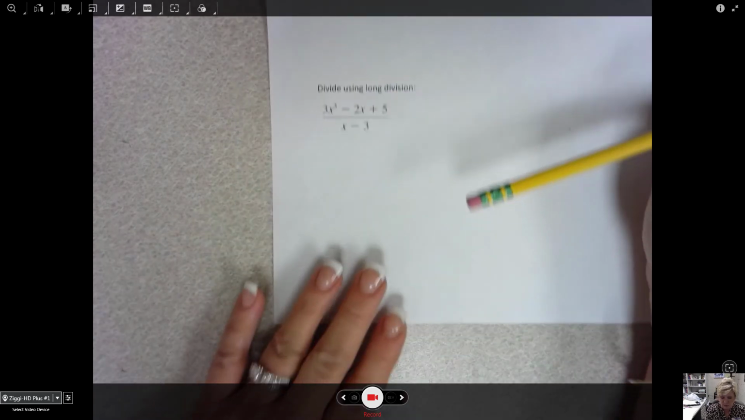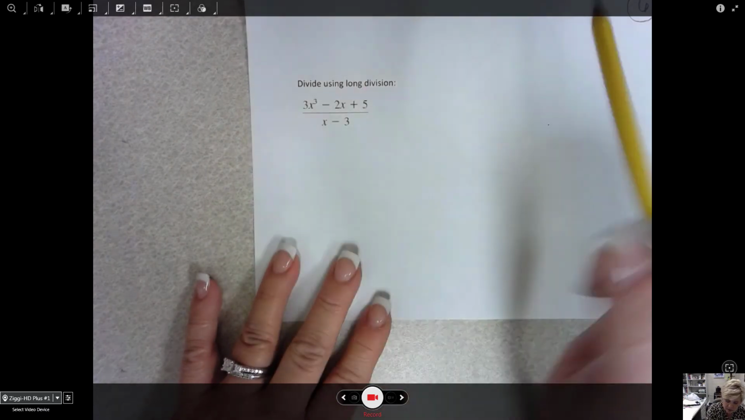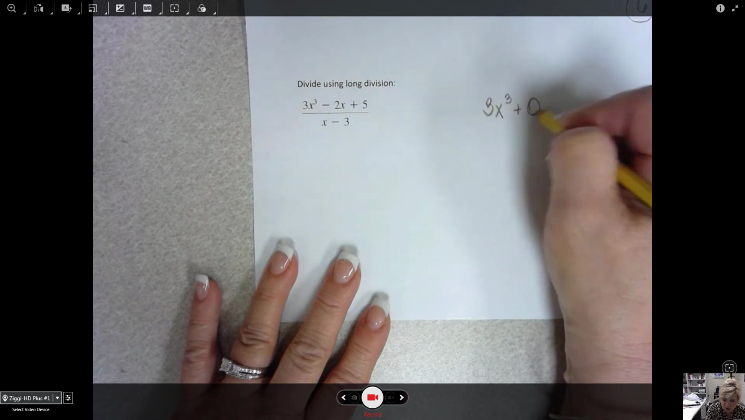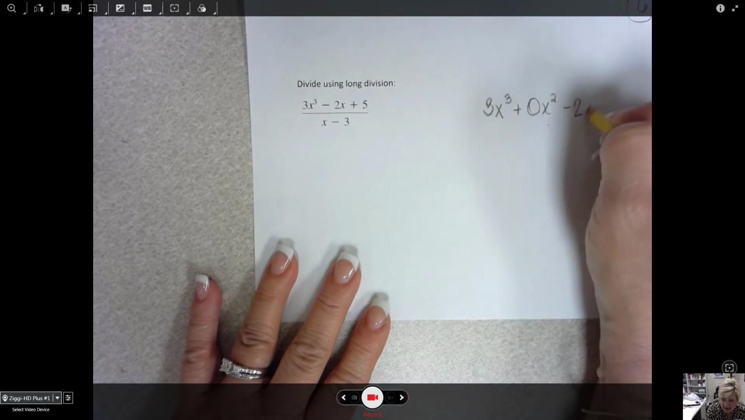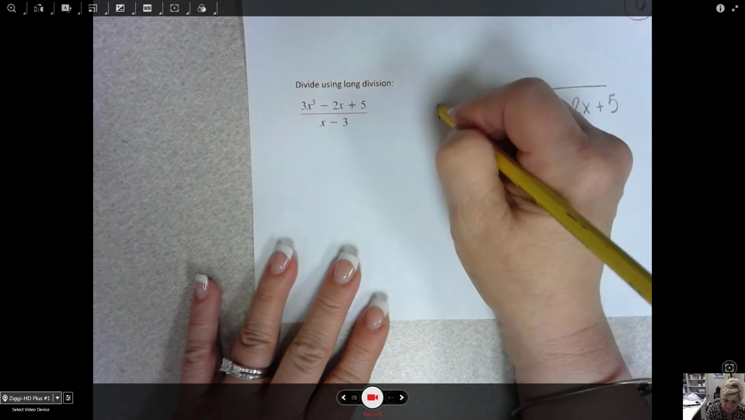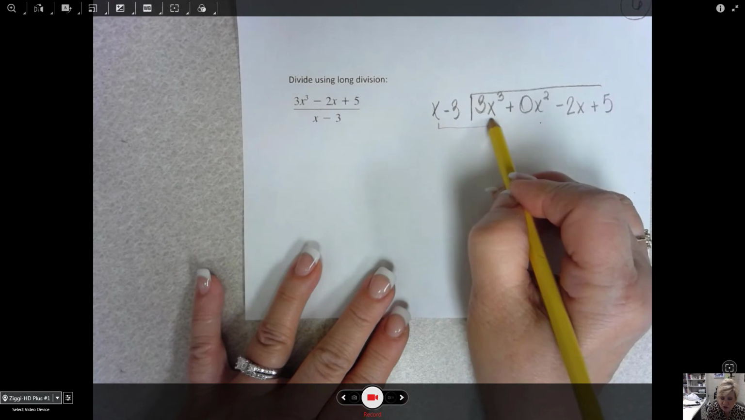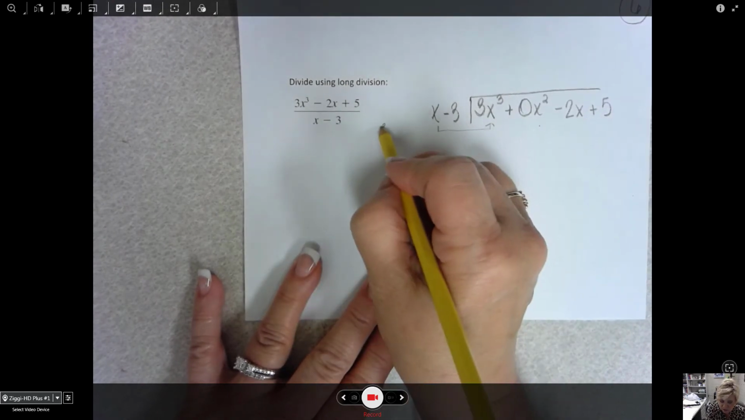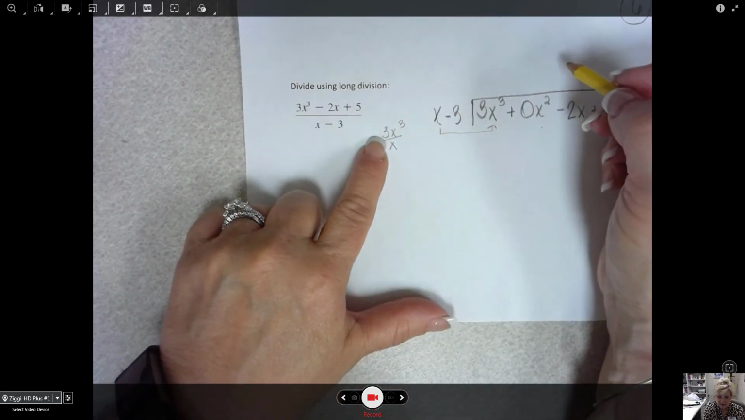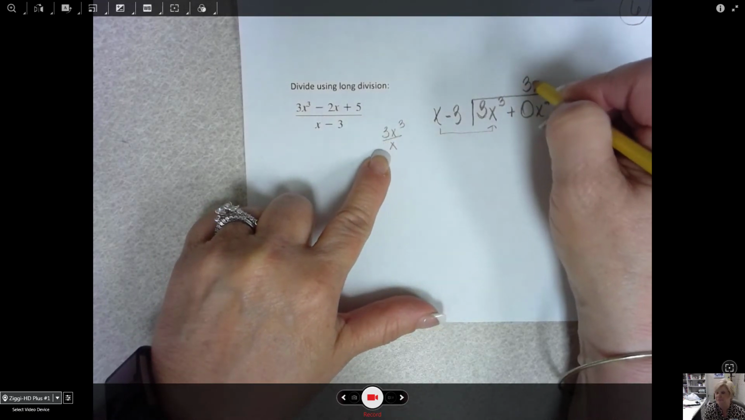In your second example, we've already talked about having a missing term, our squared term. So as we write this, 3x cubed, let's add a placeholder for our x squared term. And as we line up our terms, we'll need that placeholder. And it's divided by x minus 3. X divided into our first term. So 3x cubed divided by x would leave us with 3. Subtract our exponents, so we end up with 3x squared.